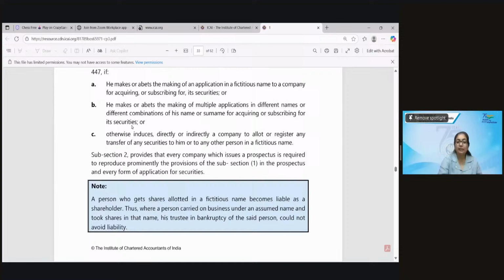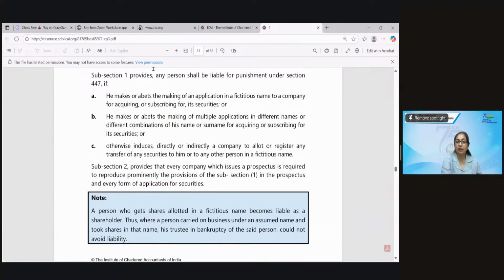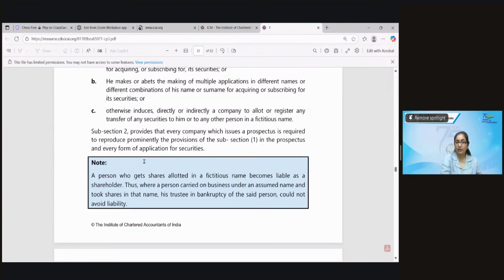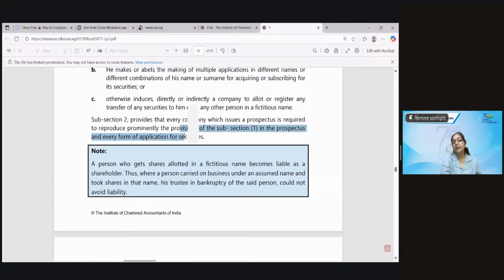So the first point is, 447 applies in 3 cases. If you do this individually with a fake name, combinations of fake names, or companies using fake names for the share application and all. Then it says the company must write in every prospectus and share application form that 447 will become applicable if you give false information.